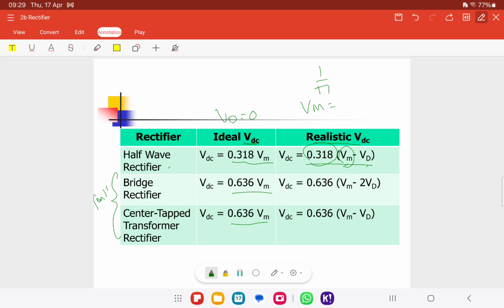Afika, what is VM? Yes, Vmax. VM is Vmax, either at the maximum peak or minimum peak. Okay, positive or negative lah. Alright, so VD. Why for the half wave minus VD?